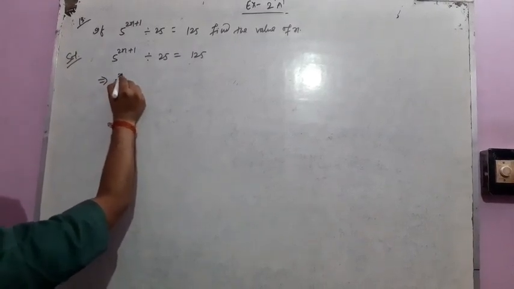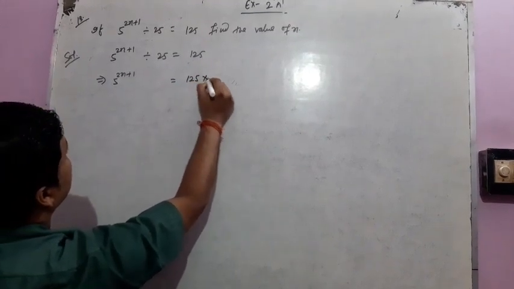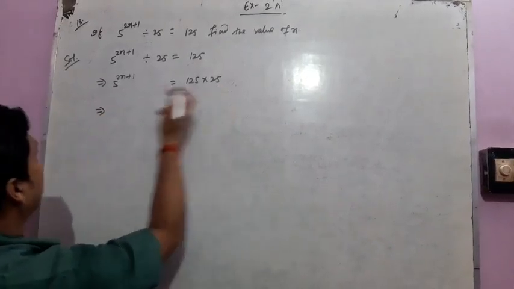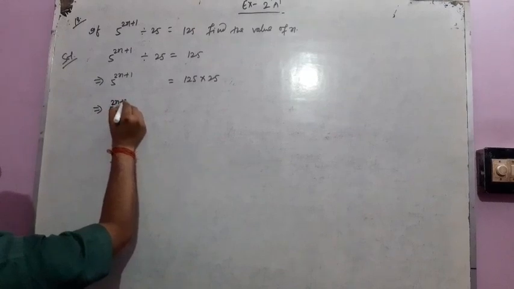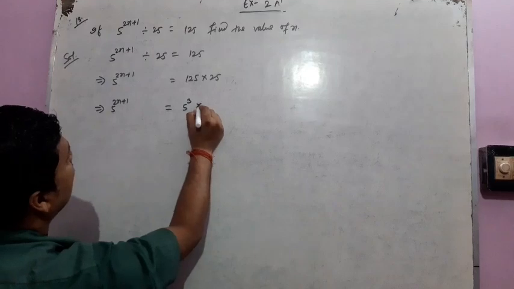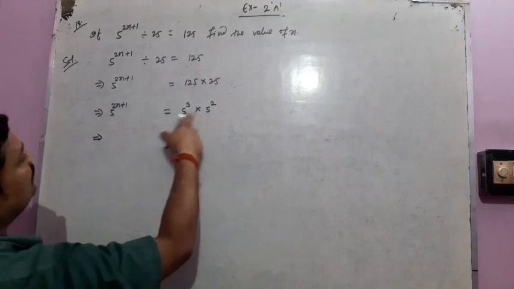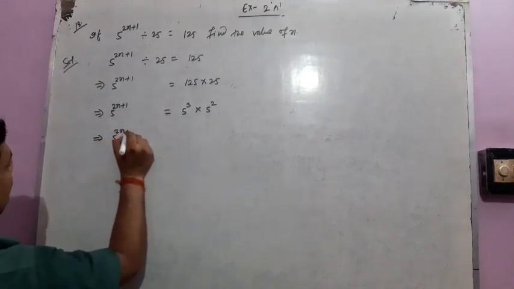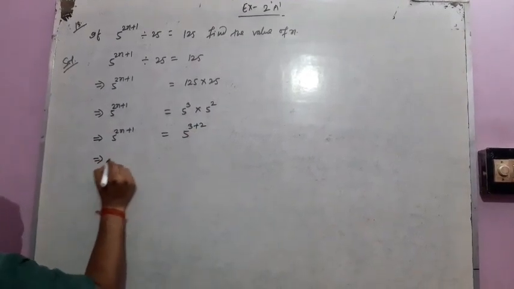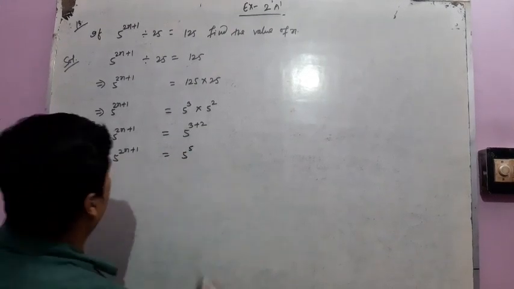So 5 to the power 2x plus 1, here 25 is in divide, so when you change the side, it turns into multiply. Now these numbers we have to write in exponential order of 5. So 125 we can write as 5 cube, and 25 is 5 square. Now both numbers have the same base, so we have to add their exponents, 3 plus 2. Therefore 5 to the power 2x plus 1 is equal to 5 to the power 5.